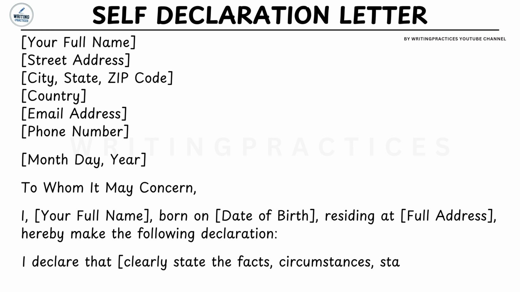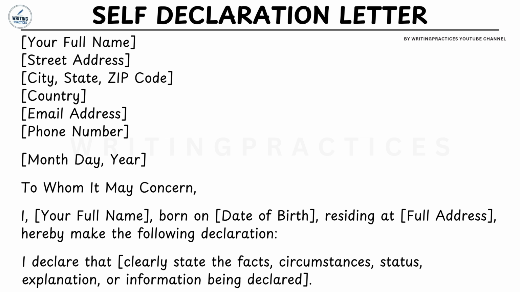Main declaration paragraph. Next, clearly state the facts, status, explanation, or information you are declaring. For example, I declare that I am currently self-employed as a freelance software consultant and earn income through independent contract work with multiple clients. This is one of the most important parts of the letter because it tells the reader exactly what you are formally confirming.